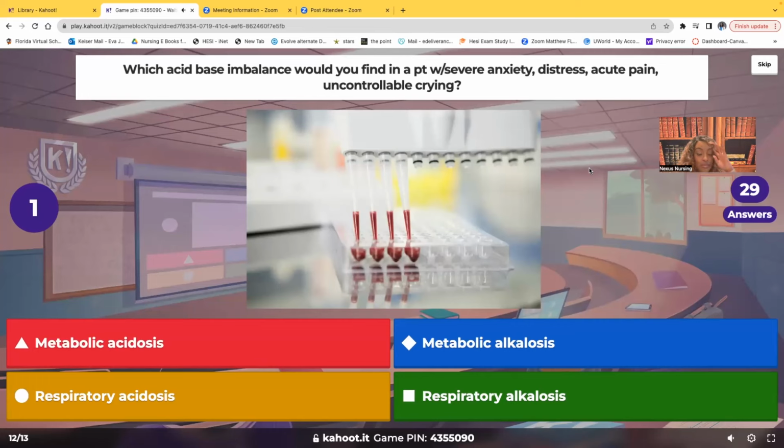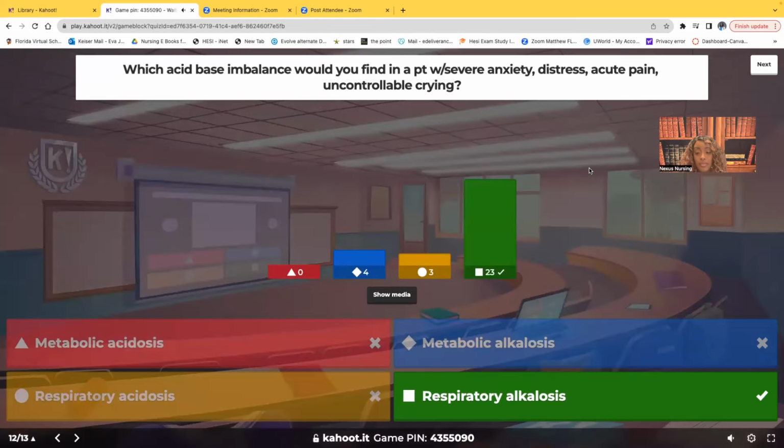That's right. Respiratory alkalosis, because they're crying, they're in pain, and they're blowing off all that CO2. And we know CO2 within itself is acidic. So if they're getting rid of the acid, that's going to throw them into an alkaline state. And the lungs are responsible for that. So it's respiratory alkalosis. All right.